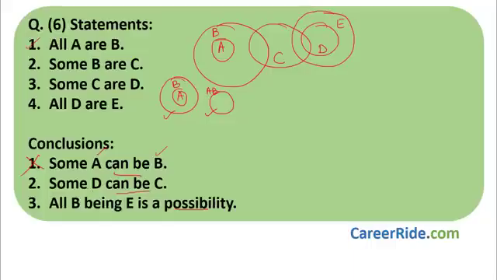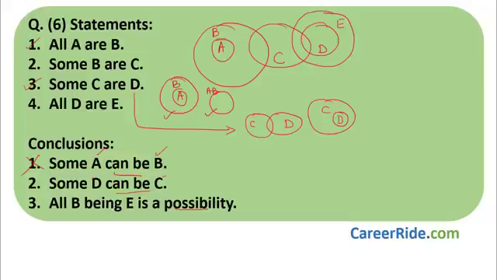Moving to second conclusion, some D can be C. Now what is the relation between D and C that has been asked? It is in statement number 3. Take the statement and let us draw. Some C are D. This is C, this is D. Is there any other way of drawing it? Some C are D. Yes, this is C and this is D. There are two possible ways.